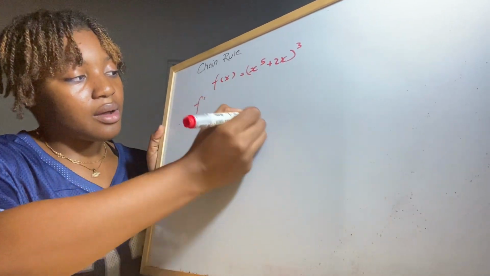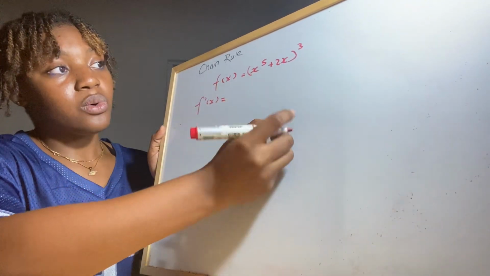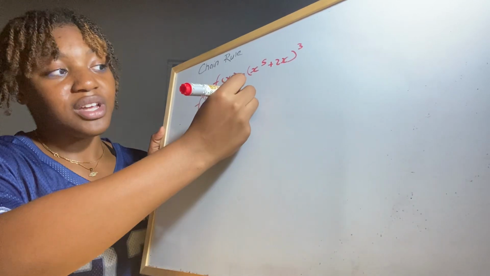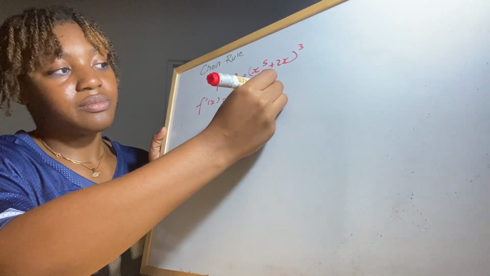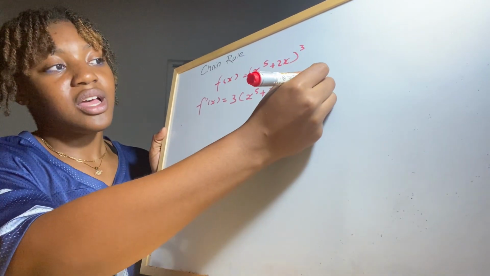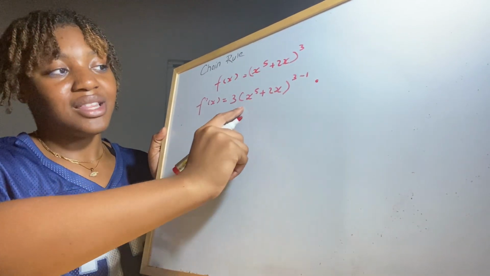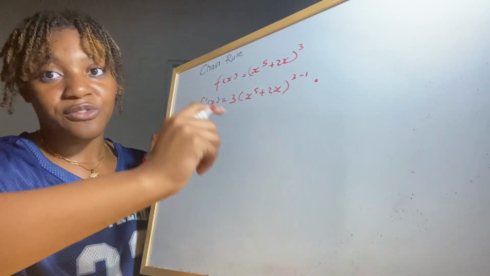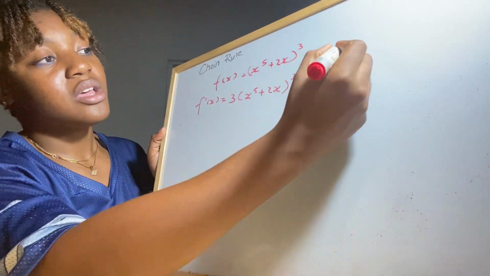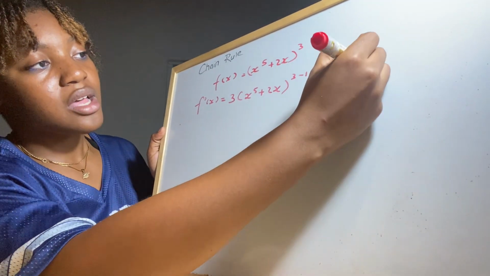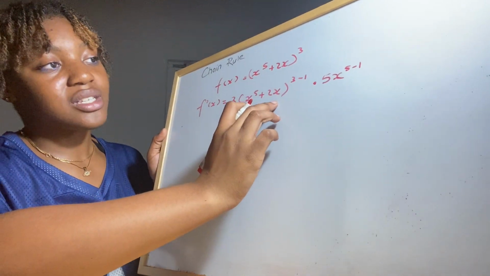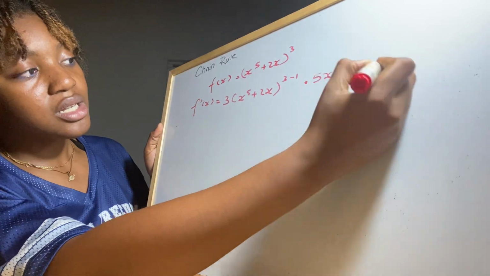So f prime of x is equal to, copy and paste the power. So we're going to have the 3. We'll leave what's in the bracket. We're going to minus 1 from the power. So we'll have 3 minus 1. Afterwards, we'll times this by what's in the bracket differentiated. So x to the 5th power would be 5x, 5 minus 1. And then we differentiate the 2x. So we're going to have plus 2.